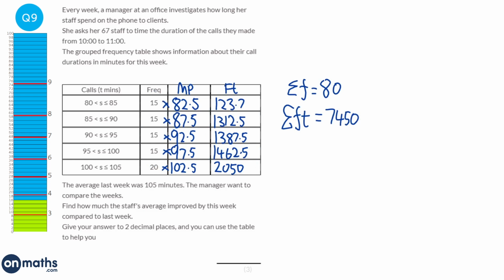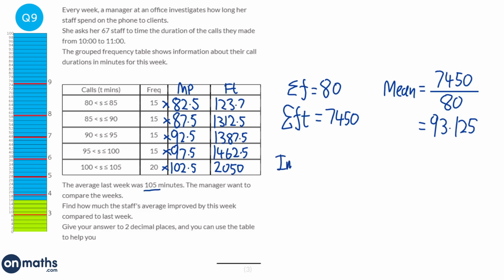So to find the mean, it's all of the numbers added together, which will be 7,450, over the amount of numbers we have, which is 80. So when you do that, we get 93.125. Now this question is about the improvement that the manager has made, the call centre's made. So we're looking at subtracting the 93.125 away from the last week, which was 105.